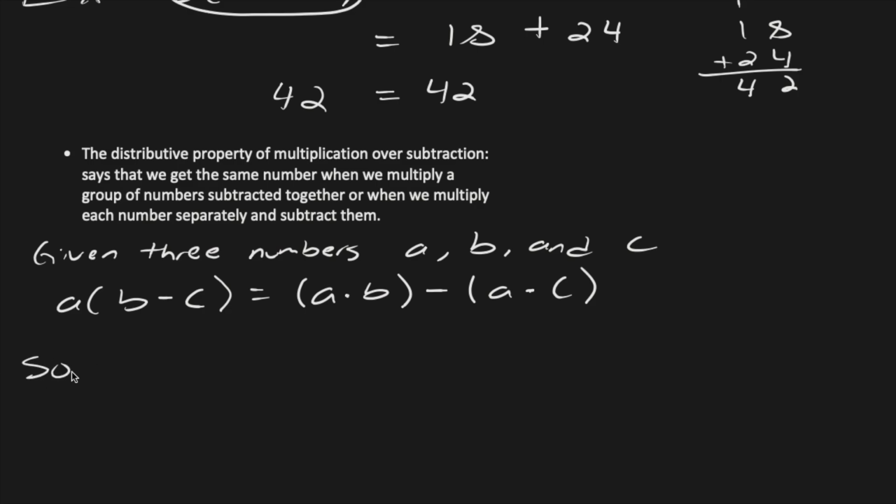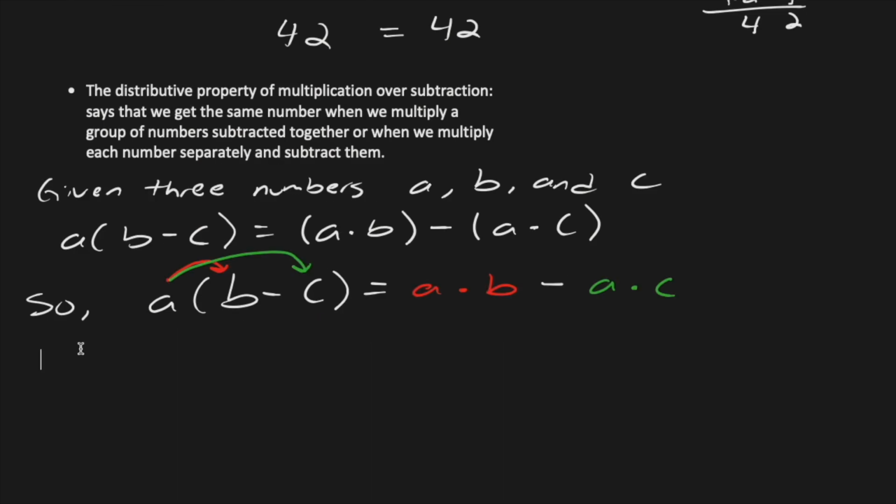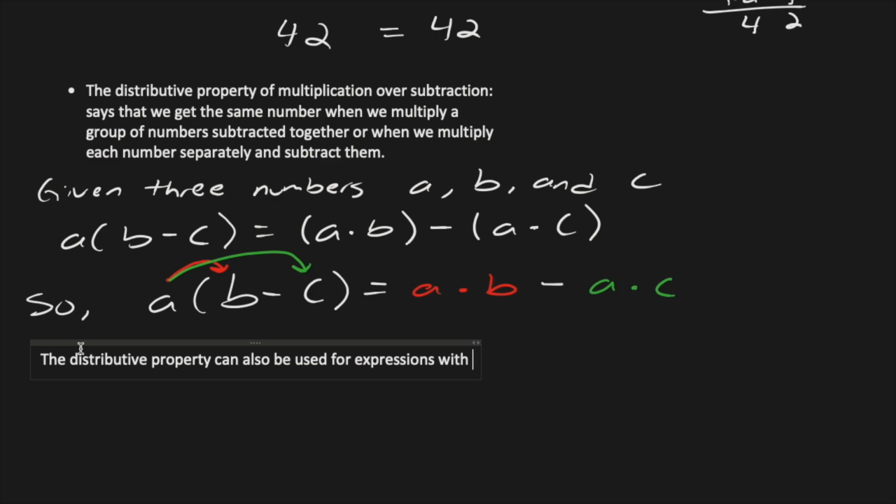So, let me draw the arrows for you again. A times B minus A times C. Make that green. This is the distributive property of multiplication over subtraction. So the beautiful thing is the distributive property can also be used for expressions with multiple terms.